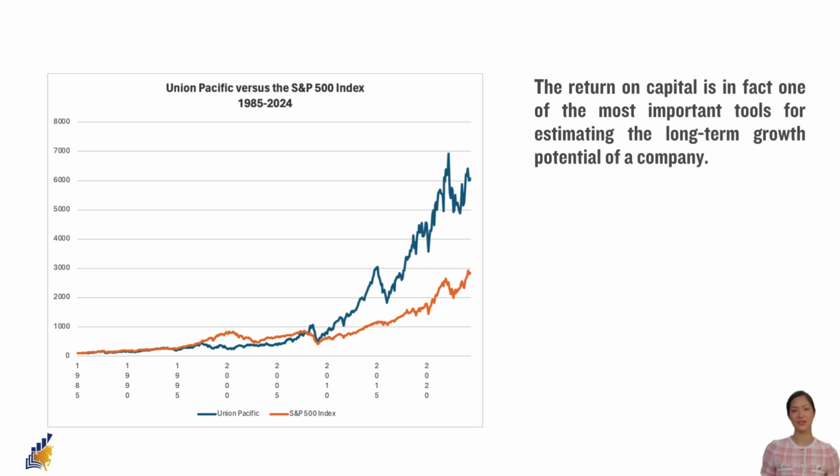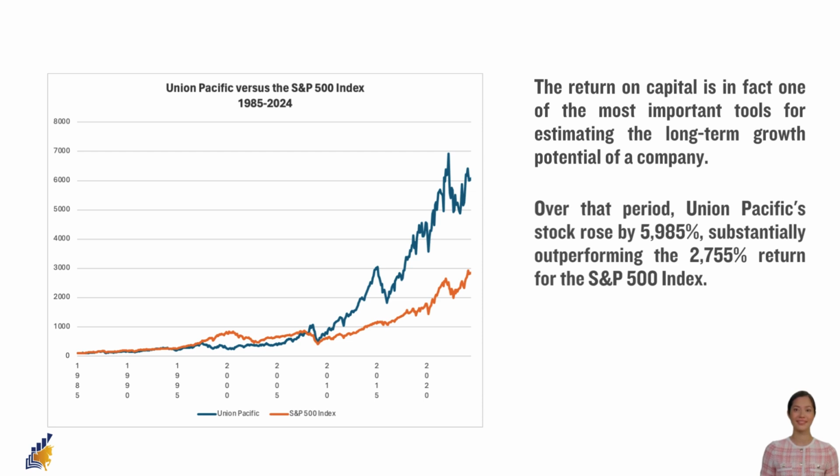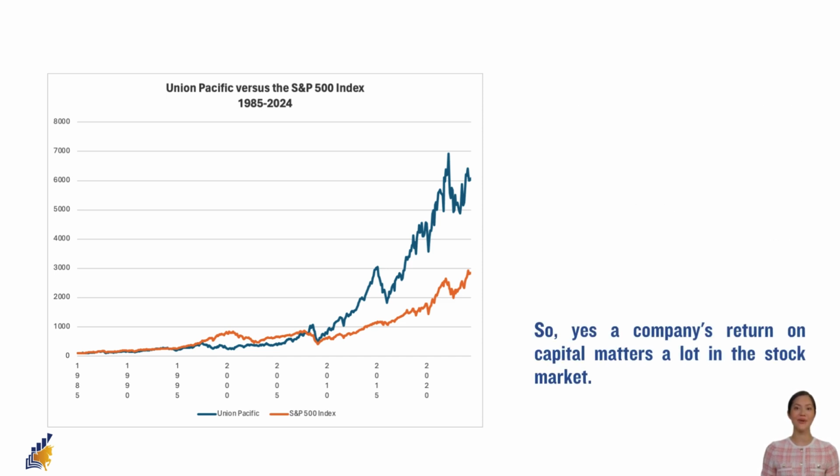Remember, we just showed you that Union Pacific generates a very high return on capital, well above its cost of capital. The graph on this slide compares the relative performance of Union Pacific's stock price versus the S&P 500 index going back to 1985. Over that period, Union Pacific's stock rose by 5,985%, substantially outperforming the 2,755% return for the S&P 500 index. So, yes, a company's return on capital matters a lot in the stock market.